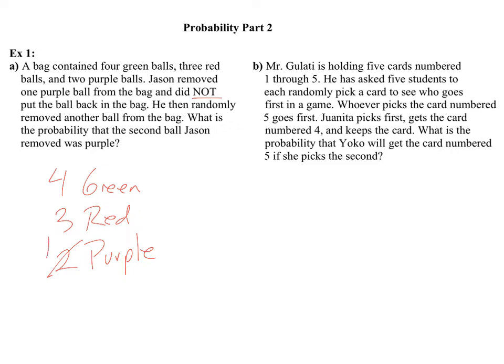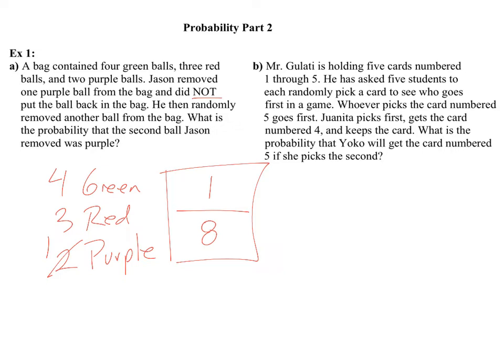What is the probability that the second ball Jason removed was purple? So what's the desired outcome? That he chooses a purple ball. How many purple balls are in the bag now? There's 1 ball left, out of how many? 4 plus 3 plus 1, that's 8. There's a total of 8 balls in the bag. So probability is 1/8. That's all there is to it. Just make sure you're paying attention to all the details.